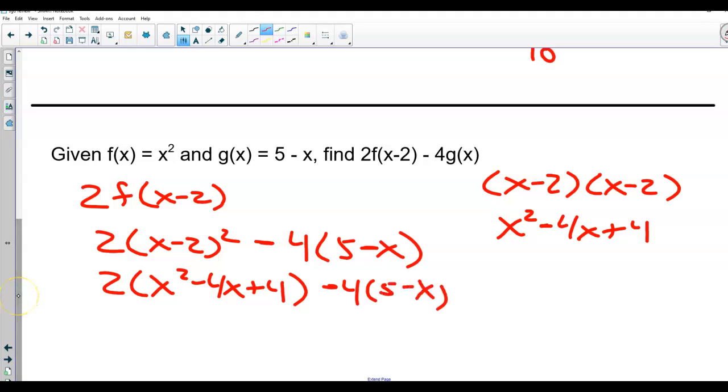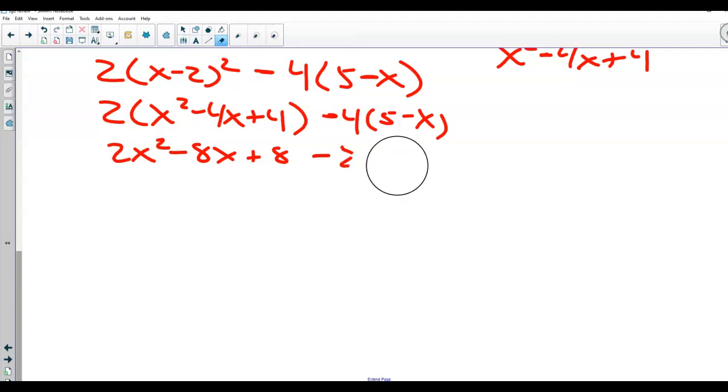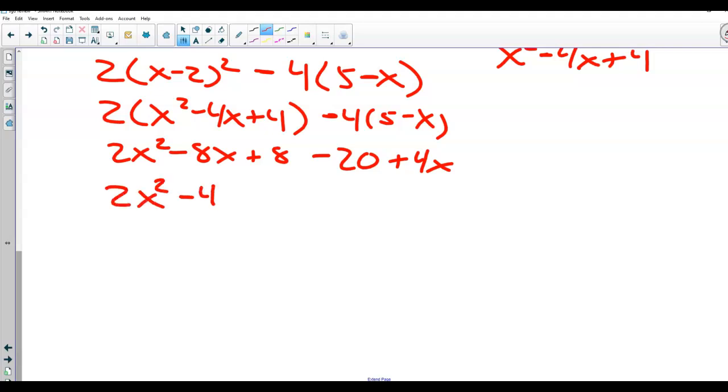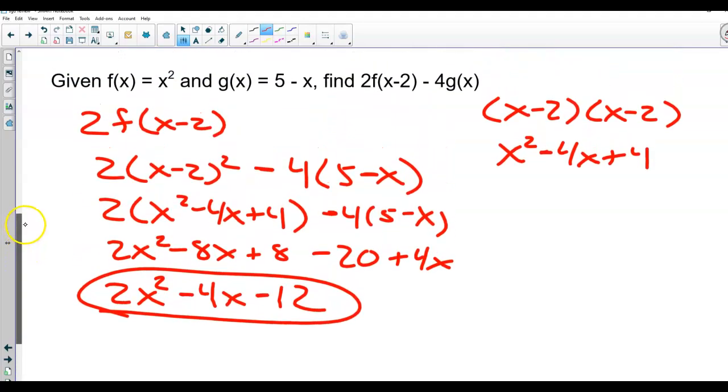And now we're distributing and combining like terms. 2x squared minus 8x plus 8 minus 20x. Oops, I'm sorry, minus 20. Stop making those mistakes. Minus 20 plus 4x. And then combine your like terms. 2x squared minus 4x minus 12. And that's going to be your answer.